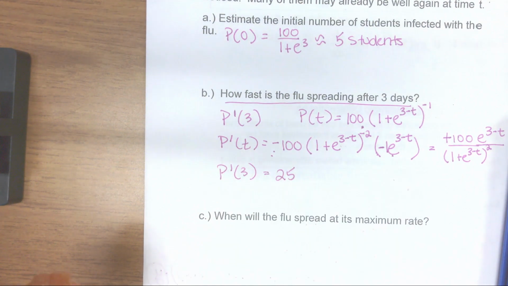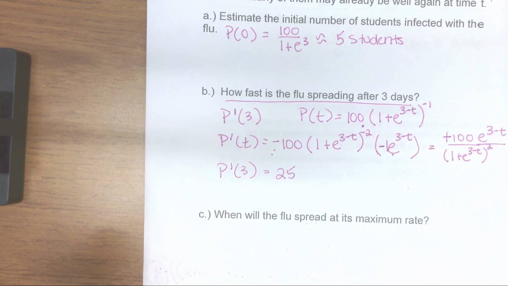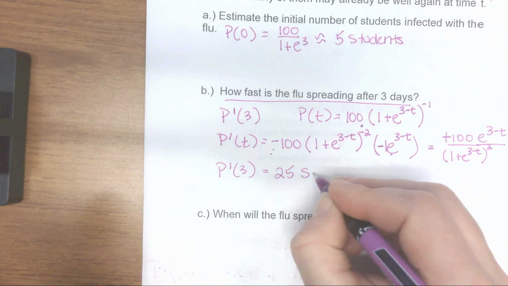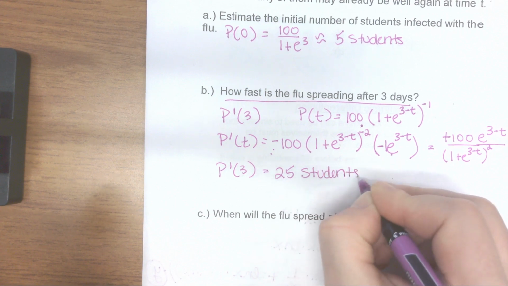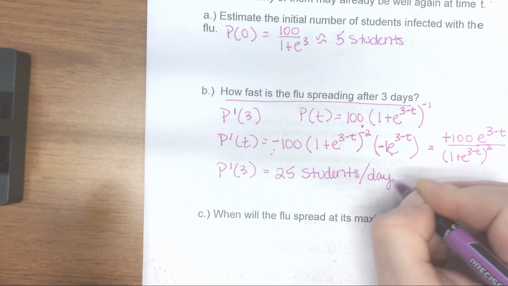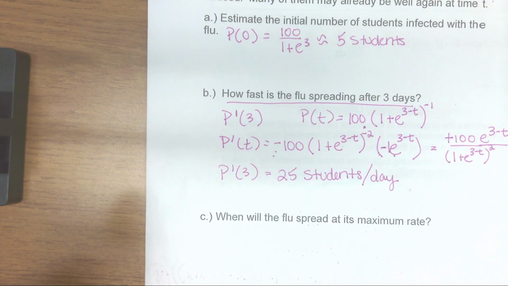Do you want me to explain that again? What I was doing? Or you got that? Okay. I'm missing a unit. What do you think my unit is? It's a rate. So right at that day 3, the people getting the flu, it's increasing by 25 students per day at that time. So 25 more students a day. Now, it's only true just for that day because it's changing. It's an ever-changing rate. But on that day, that is how fast it's growing. 25 more kids a day are getting it.